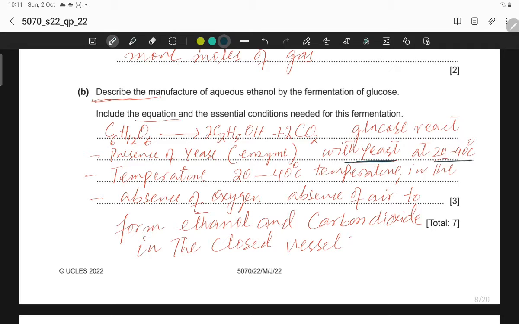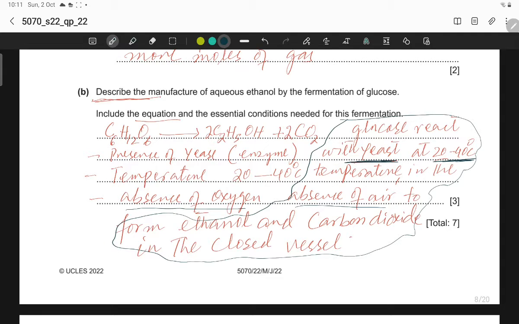This is another condition in the description: absence of oxygen and absence of air. This is the description, and you must write only in this form. First write down the chemical reaction and next describe this reaction. Glucose reacts with yeast at 20-40 degrees centigrade temperature in the absence of air to form ethanol and carbon dioxide in the closed vessel. So all these requirements should be in your description.